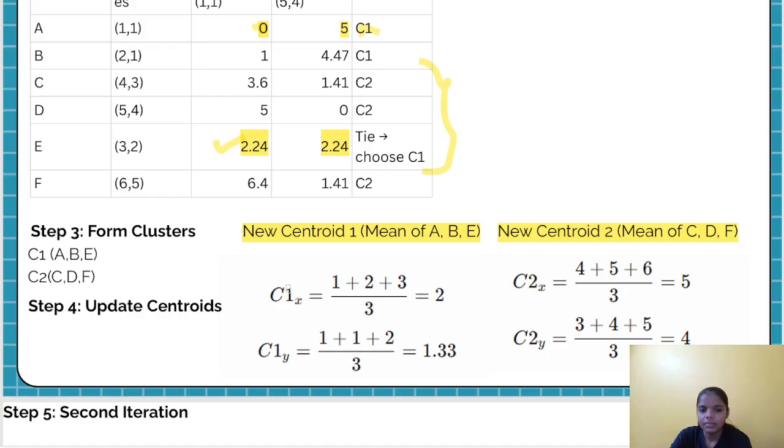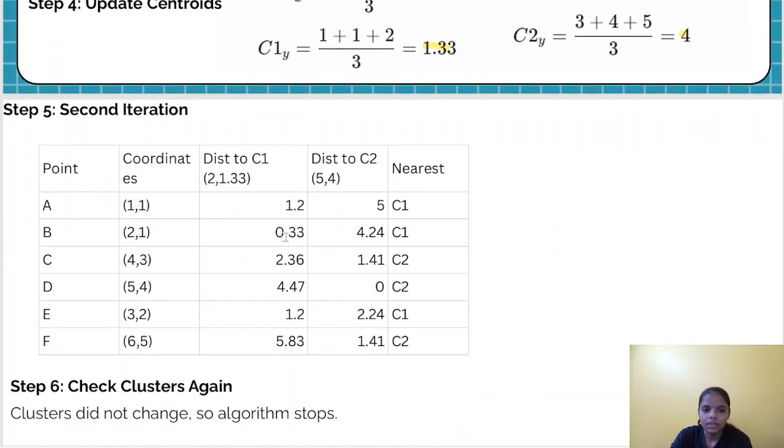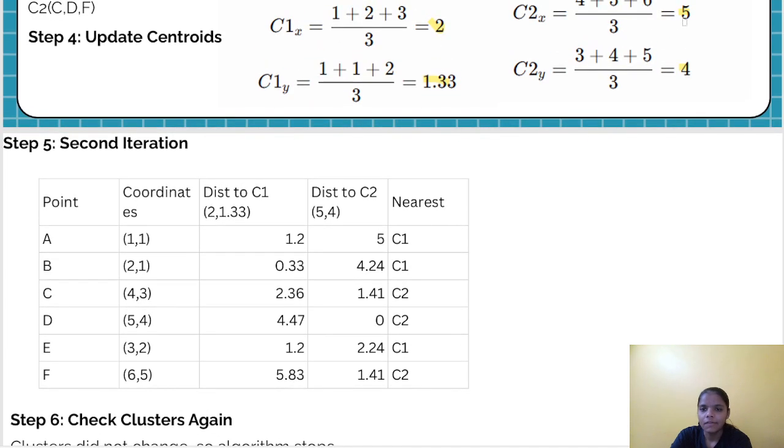Here we are taking the mean of the points A, B and E. So our new centroid coordinates are (2, 1.33) for centroid 1, and for the second centroid our new point is (5, 4). Now, with the help of these new centroids, we calculate our distances again. Now here again we check the closer one.